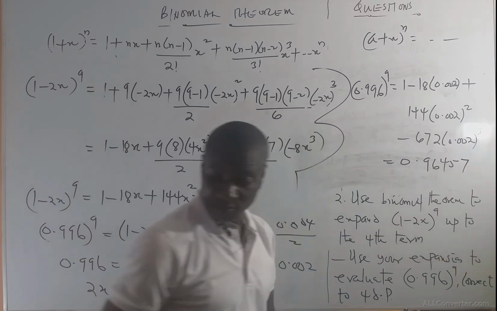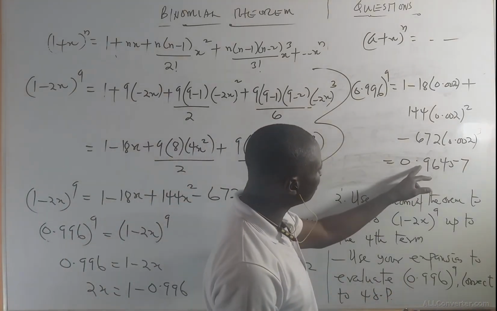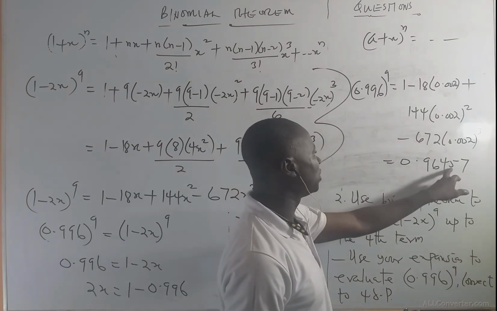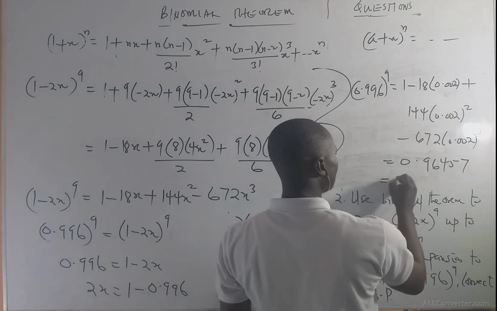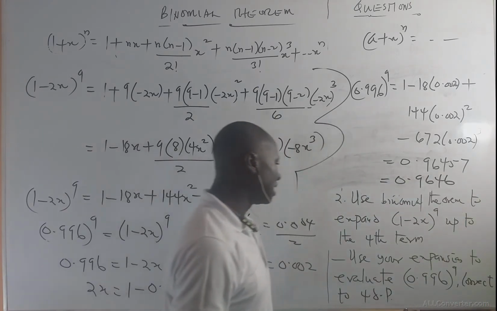But don't forget that from the question we are asked to evaluate correct to 4 decimal places. So after the decimal, 1, 2, 3, 4. But this is more than 4, so we take it to be 1, we add it to this. So the final answer will be 0.9646. And that will be the answer in 4 decimal places.